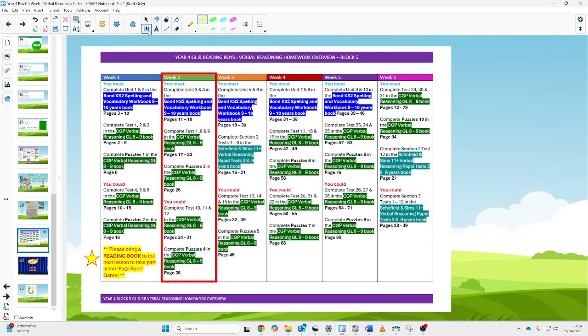And then in the CGP books, there are tests 7, 8 and 9, pages 17 to 23. And also within the CGP book, you also need to have a go at puzzle 3 on page 26. And if you're super keen and you're really keen to do more, we always love it if you do more, have a go at the You Could, and you can do tests 10, 11 and 12 on pages 24 and 31, and a fun puzzle to do as well on page 36, puzzles 4.